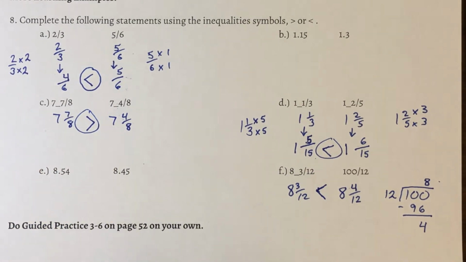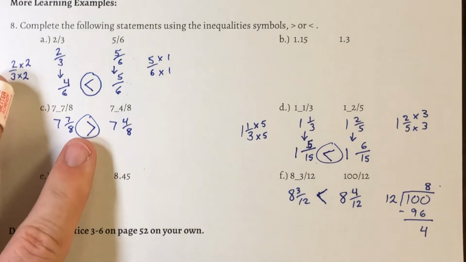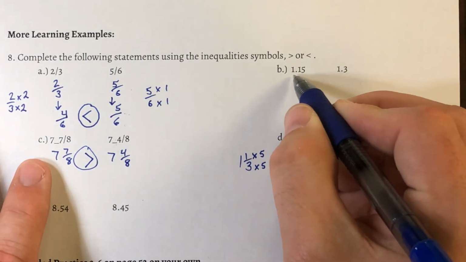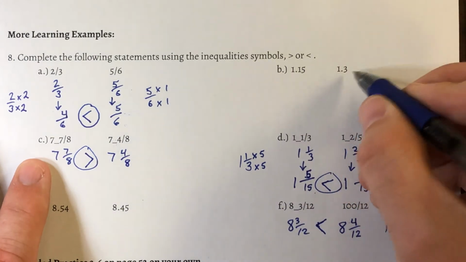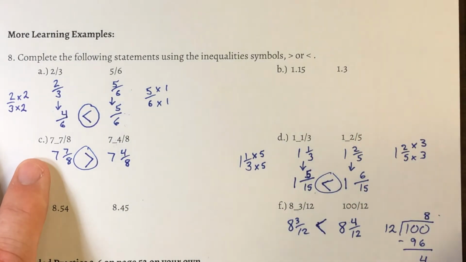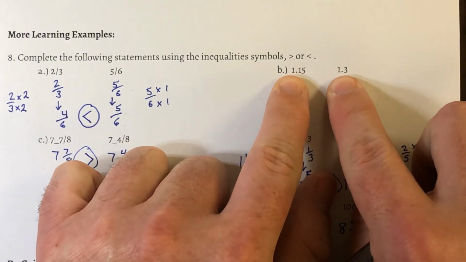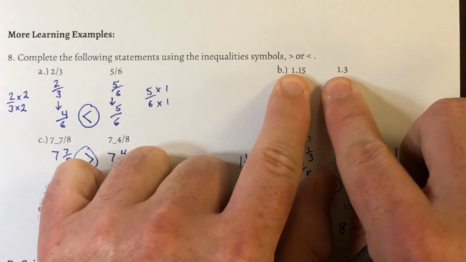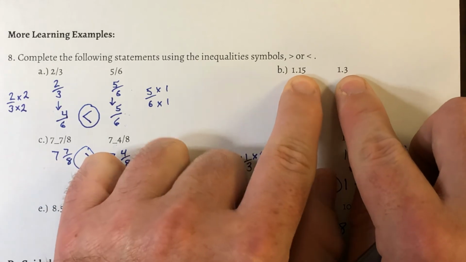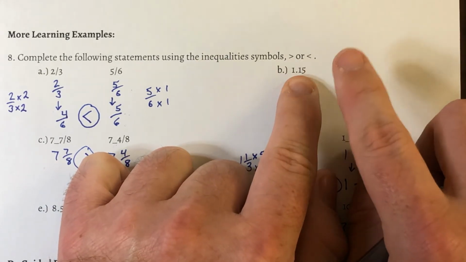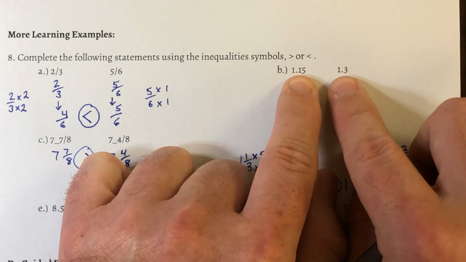Okay, let's do the decimals. The decimals are super quick and simple. So I have 1.15 or 1 and 15 hundredths, and I have 1.3 or 1 and 3 tenths. Look number by number. So I have 1 whole, 1 whole. It's the same. So I go to the next place value. I have 1 and 3. 3 is larger than 1, so technically 1.3 is going to be larger.